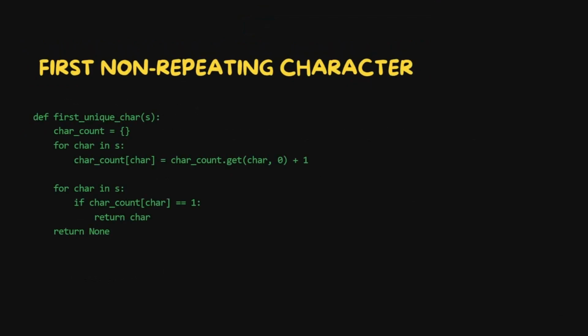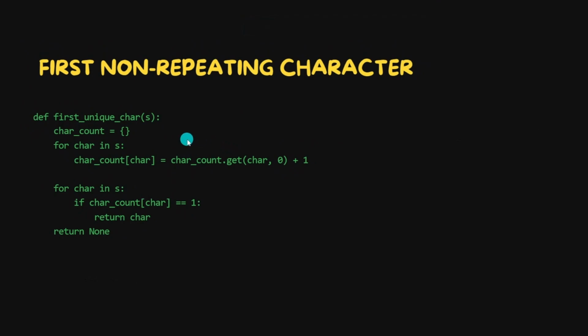This is the Python code implementation for first non-repeating character. This code counts the frequency of each character and returns the first with a count of 1. So let me explain it step by step. First, we will count the character frequencies. Use a hash map to count each character's occurrences.